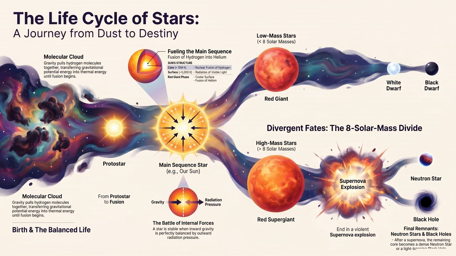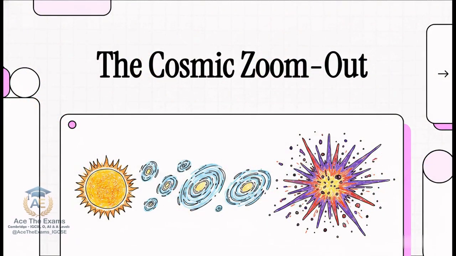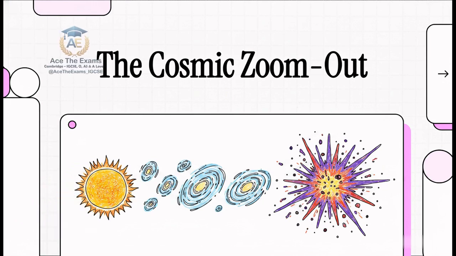Think of your Cambridge 0625 exam like a casino, but instead of cards, you're playing the examiner's game. And to win big, you need to know exactly when to hold your facts, when to fold your weak arguments, and when to go all in on analysis. Today, we're tackling one of the most conceptually massive topics on the syllabus, space physics, specifically the cosmic zoom out from our sun all the way to the Big Bang.